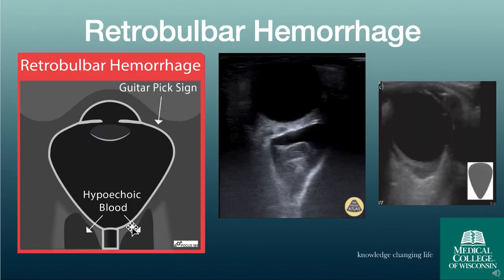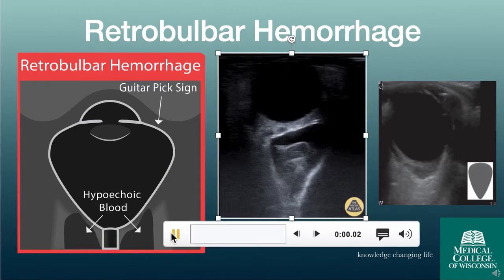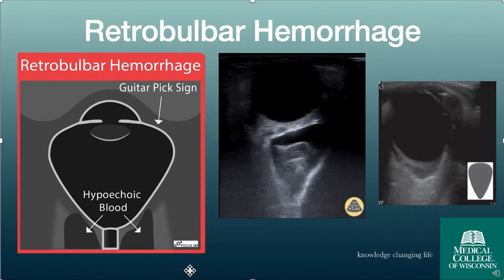And what you're looking for is this guitar pick sign. So the globe itself will kind of have this triangular view to it, and you'll see blood in this region right around the nerve sheath, and it'll be hypoechoic typically. So this is what it looks like on ultrasound.